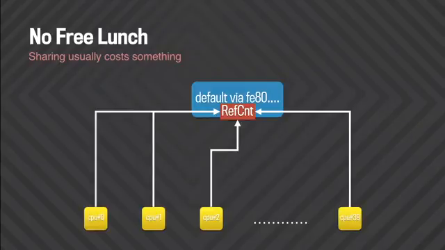Sharing usually comes with a cost, right? There's no free lunch. That's the same case here. And in production, we do have a lot of CPUs. That's why we saw the regression was pretty bad in the first attempt.